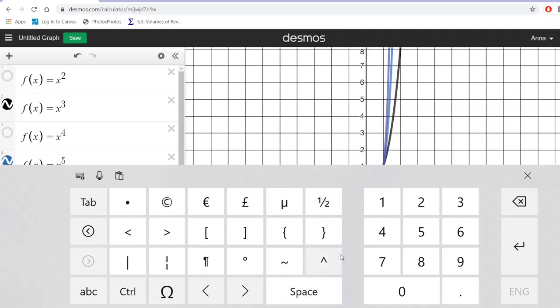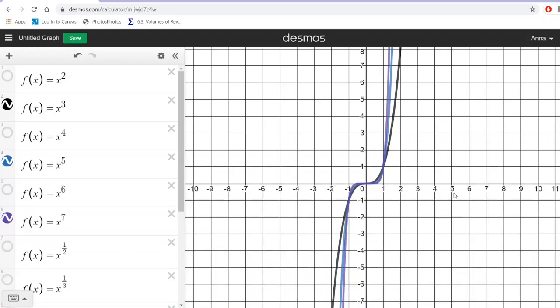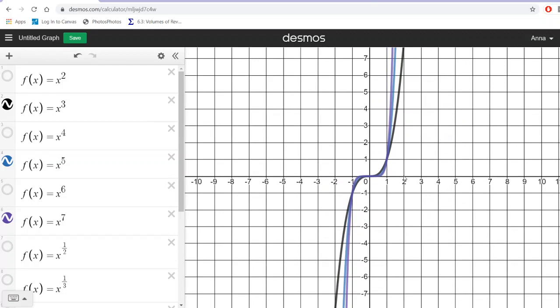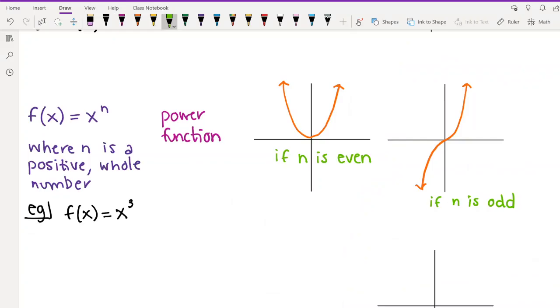Sorry, just look at this button here. This is the button that would allow you to then type in an exponent. It's a little bit different on smartphones, so it probably will take you a little bit to get used to how it works on the smartphone. I personally think it's a little nicer on a computer than on a smartphone, just the way things work. Okay, so that's power functions.